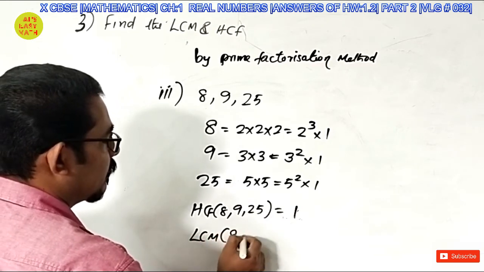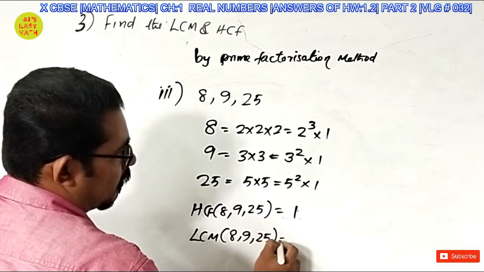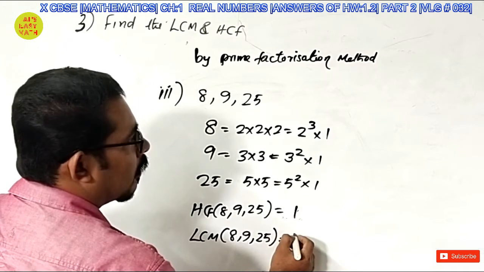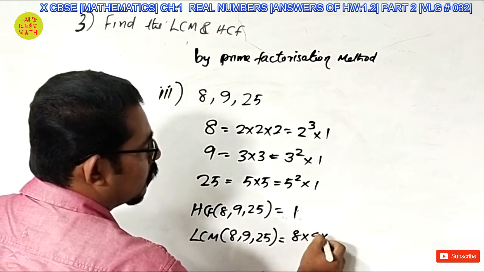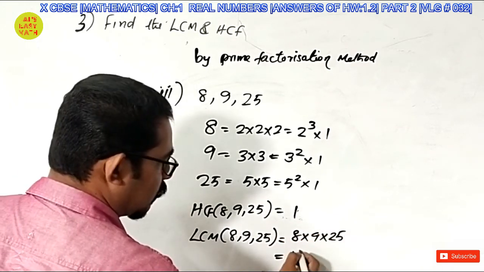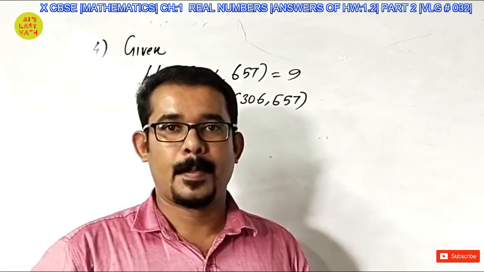LCM of 8, 9, 25. So it is 8 into 9 into 25, which is 1800.